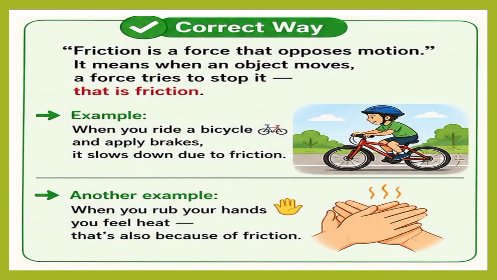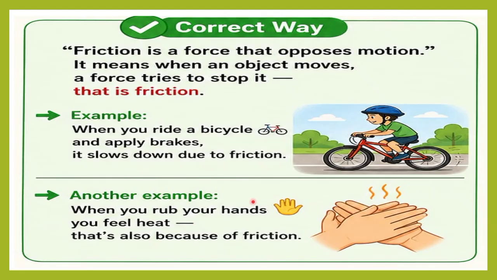Now see the transformation, the correct way of teaching. Here comes the definition. Friction is a force that opposes motion. It means when an object moves, a force tries to stop it. That is friction. Example. When you ride a bicycle and apply brakes, it slows down due to friction. A picture is shown. Another example, when you rub your hands, you feel heat. That's also because of friction. So here examples are shown.